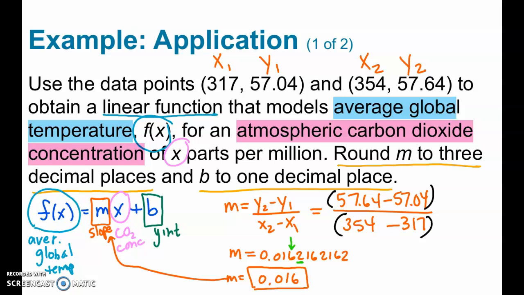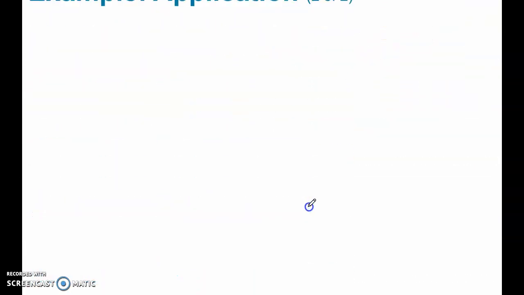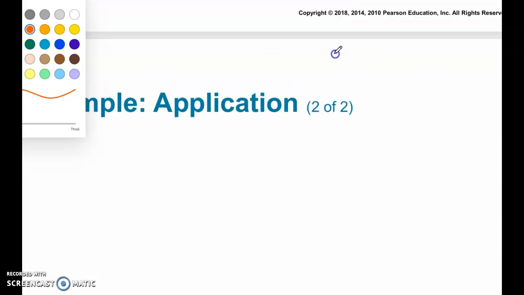Now I'm going to find what value to put in for B. To find the value to put in for B, I'm going to use this next page. I can use this formula, and I'm going to show you an alternate way to do this too.